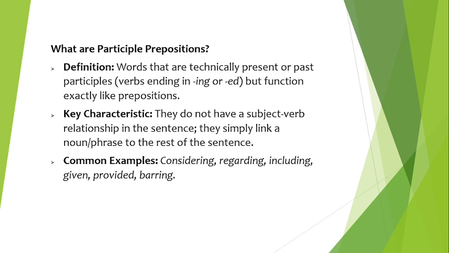Examples: Considering the weather, the event was cancelled. Regarding the project, we need more information. In these sentences, the words considering and regarding are not showing actions. They are simply linking the idea to the rest of the sentence. So remember, participle prepositions look like verbs but function like prepositions.